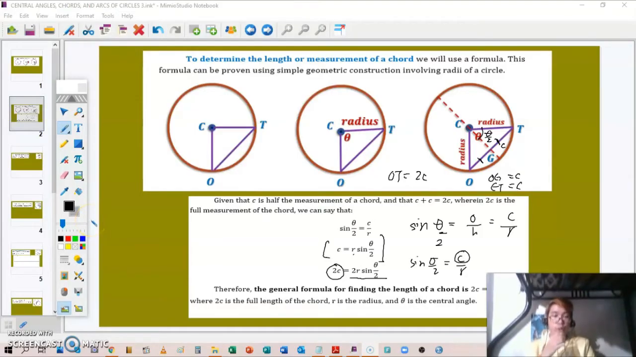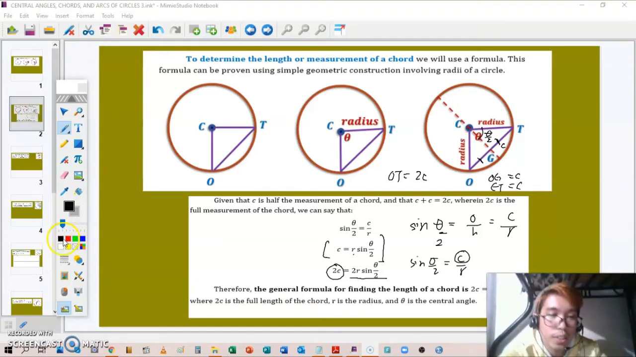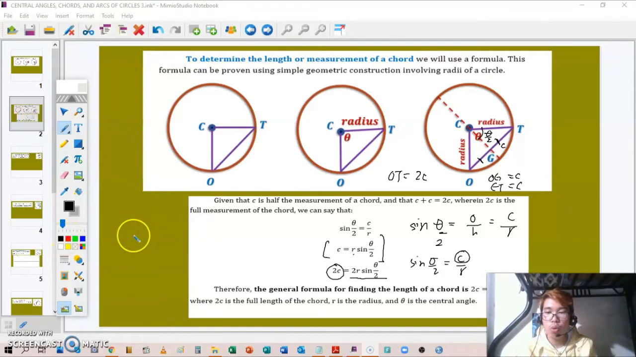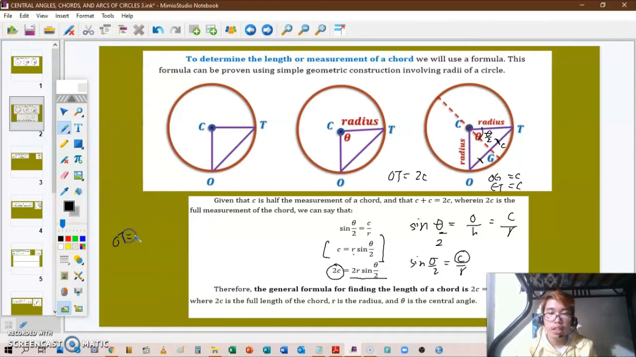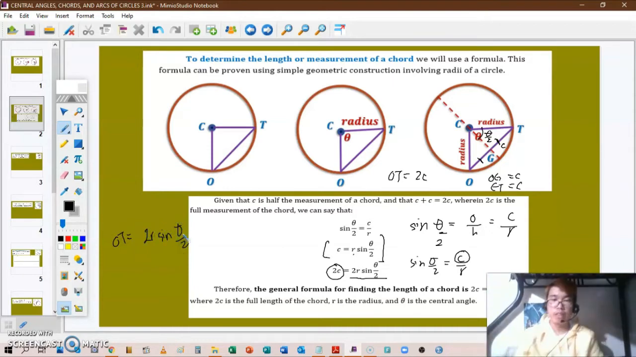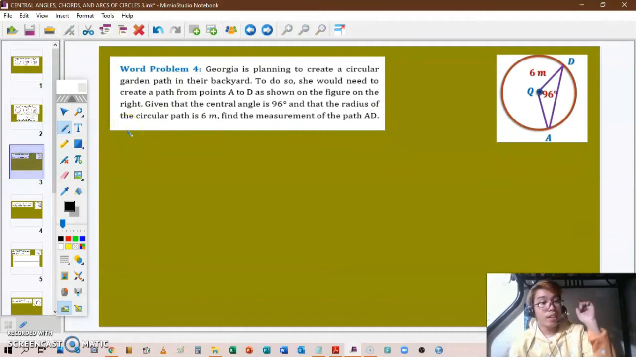So therefore, the measurement of chord OT is going to be equal to 2r sine theta all over 2. Once we know the value of r, the radius, and the value of theta, we can find the measurement of the chord that we have here, which is OT. So let's try to apply that formula.